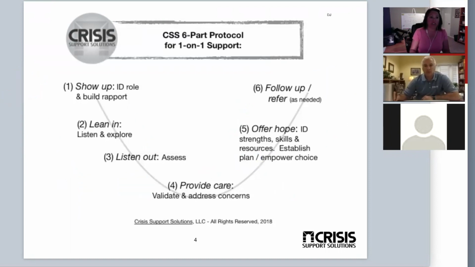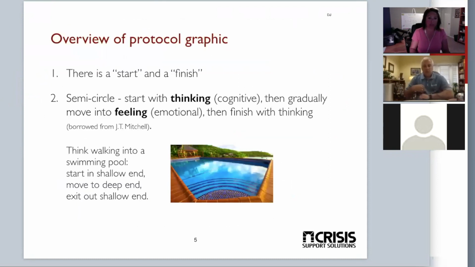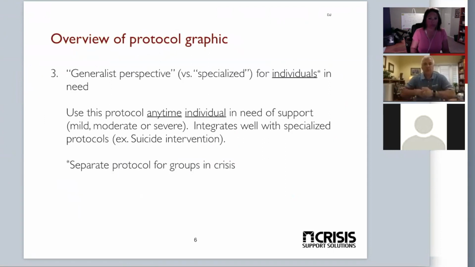So it has good reason for being in the shape that it's in. That's something for you to keep in mind. And there's a picture of the swimming pool, as I just mentioned.